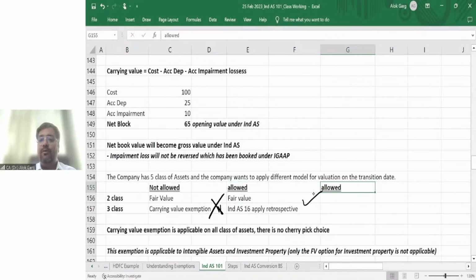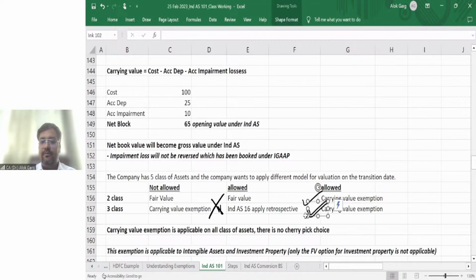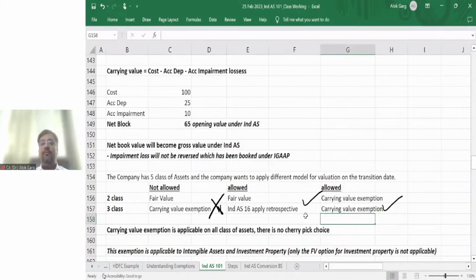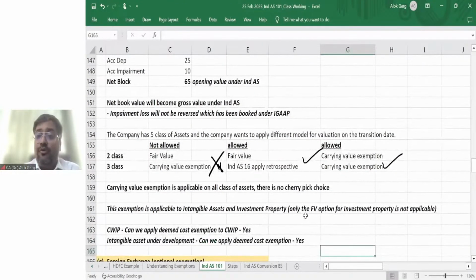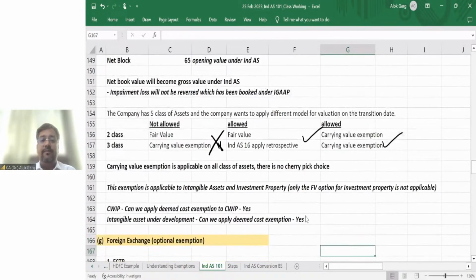Again, let me write one more. Okay. Carrying value exemption. Carrying value exemption. This is also allowed, right? This is also allowed. Clear? I hope this is also clear. Is it clear now?